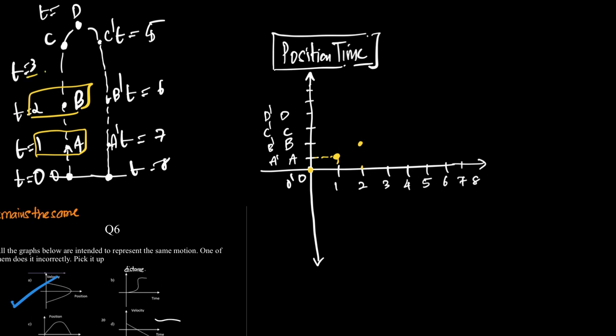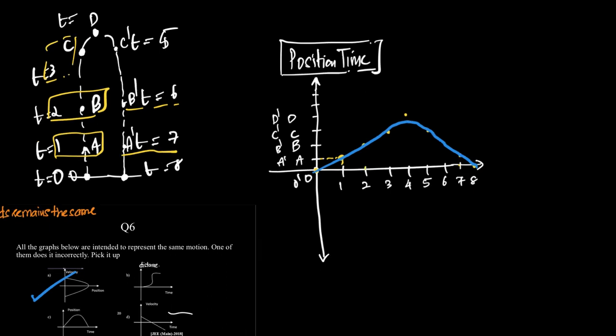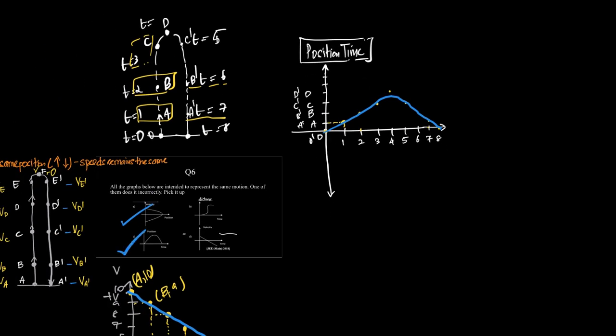The fourth coordinate should be, exactly, the fourth coordinate should be, fifth coordinate would be, sixth would be, seventh would be, and again eighth would be, which means we get a graph like this, right? So option C is also correct. The position time relationship is also correct here.